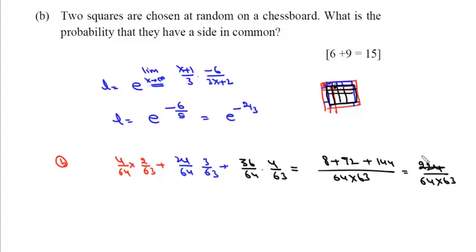Now this is 16 and 8, and this is 8, and this is 7 and 2, and this is 9. So this required probability is simply 1 by 18, and that is the answer to this question.